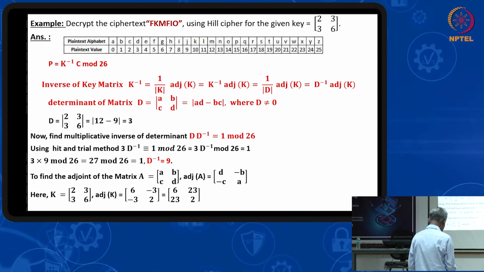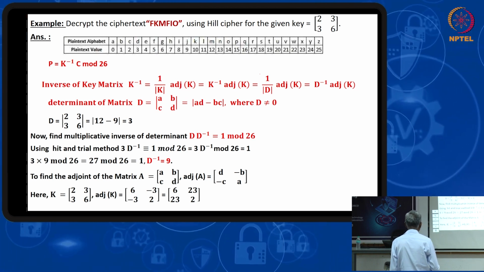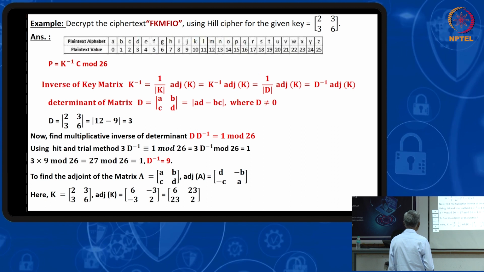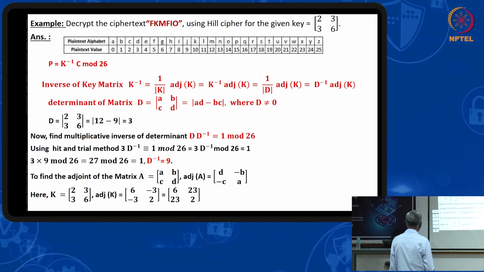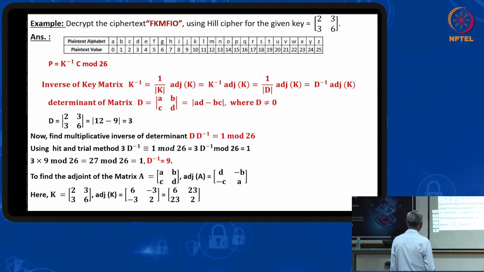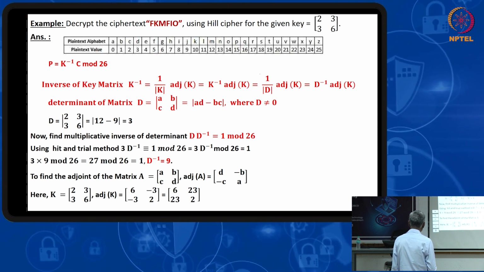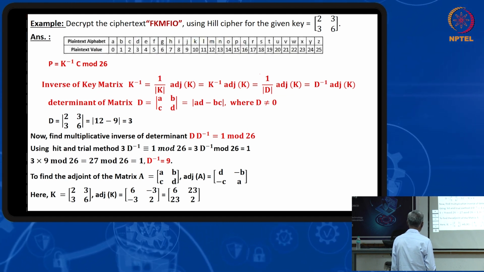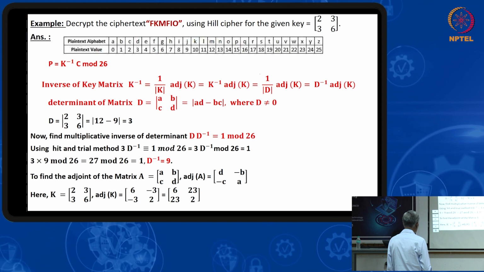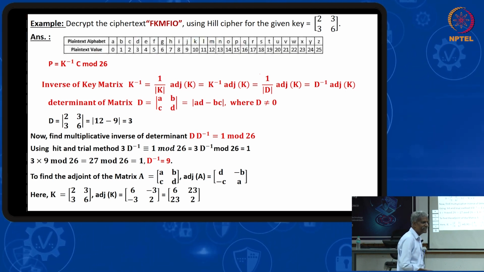Here they are finding the inverse. You see the inverse. D equals 3. D inverse is how much? 9. How is it 9? You see this line: 3 into 3 multiplied by 9 mod 26 equals 27 mod 26 equals 1. Therefore D inverse equals 9. When D equals 3, D inverse equals 9.